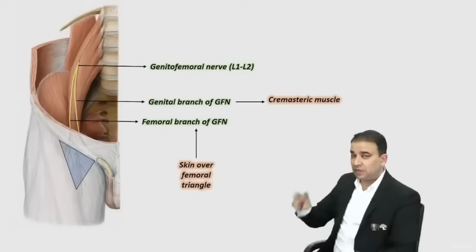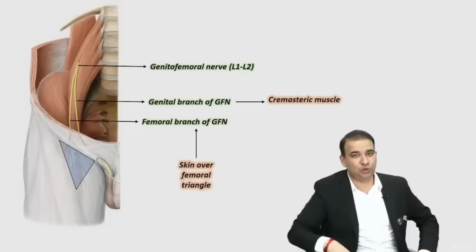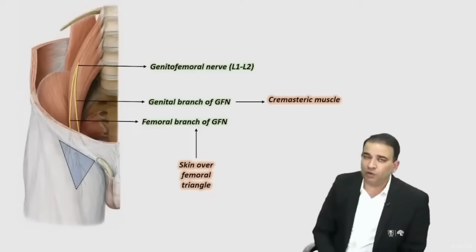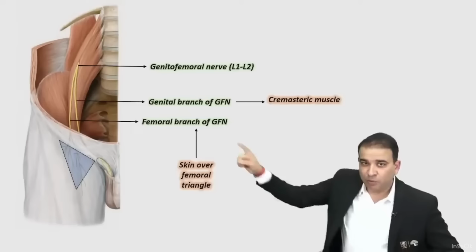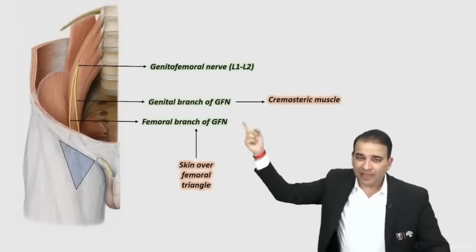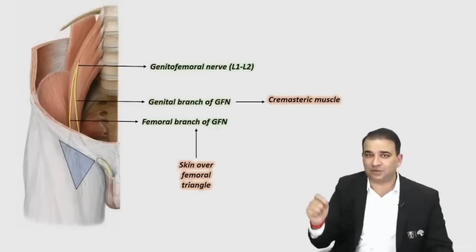Cremastric muscle. Now there are two important questions. One of them is a very recent question only. One is that the genitofemoral nerve will form the afferent as well as efferent of the cremastric reflex. Femoral branch will take the afferent, and genital branch will bring the efferent of the cremastric reflex.